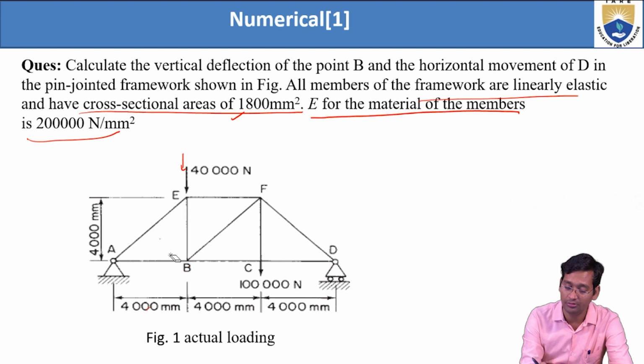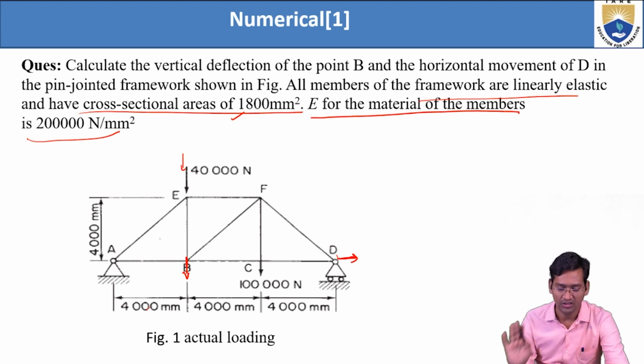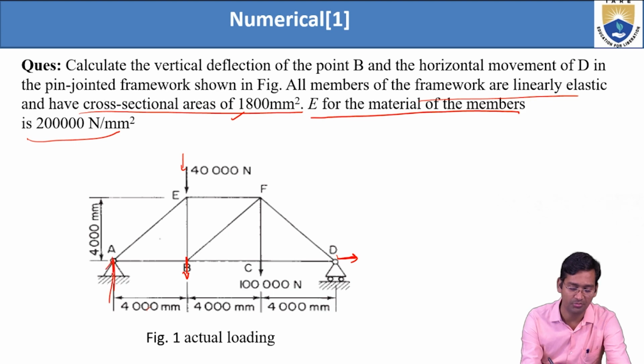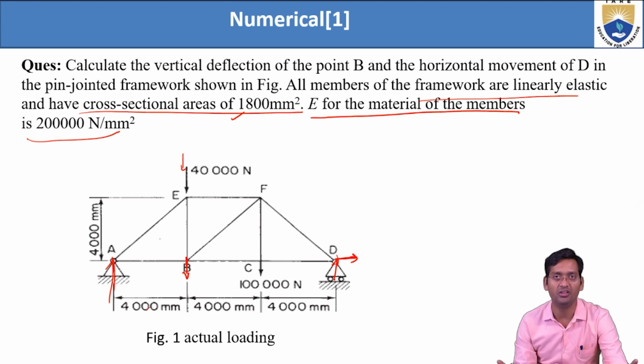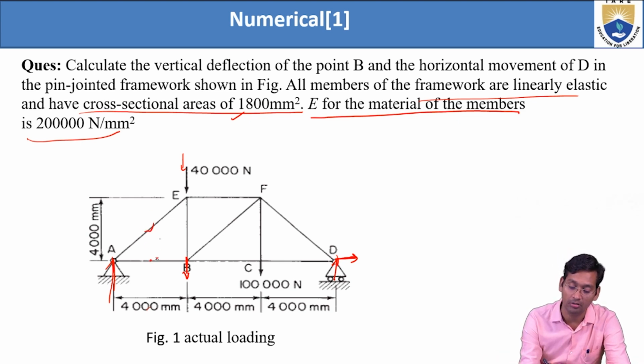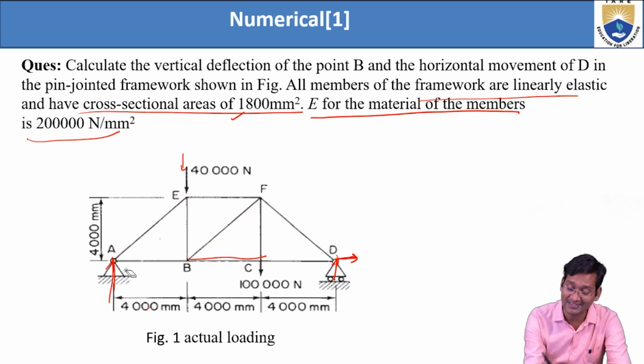Now the question is what? We have to find the deflection at B and the deflection at D. So first, find the supports. In the previous video also we first found the support reactions. Then the next step is the force in each member. How many members are there? I will show you later in the table how to find it. You can write the member names like AE, AB, EB, EF, BF, then BC, FC, CD and FD.